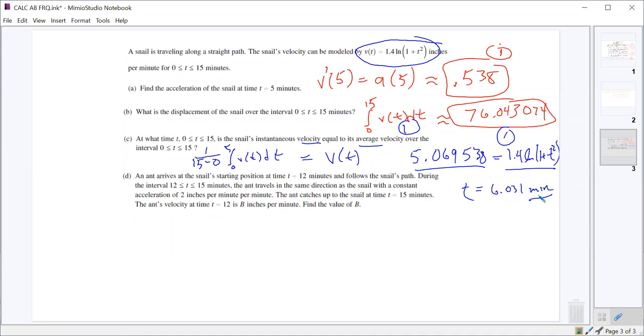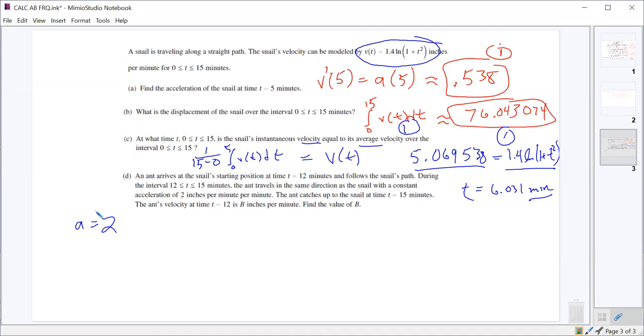We have an ant. An ant has arrived at the snail's starting position, but at t equals 12 follows the snail's path. It goes in the same direction. It has a constant acceleration of 2 inches per minute. We know that after those 3 minutes from 12 to 15, the ant has caught up and is right by the snail. So they're at the same position at t equals 15. We are trying to figure out what the ant's velocity is when it first starts, so at t equals 12.